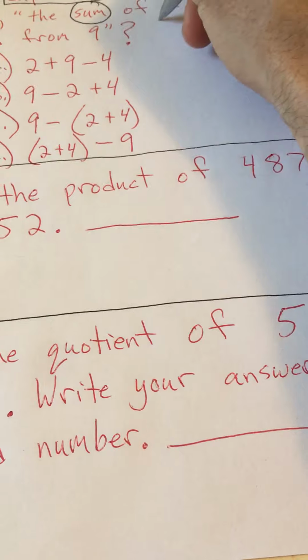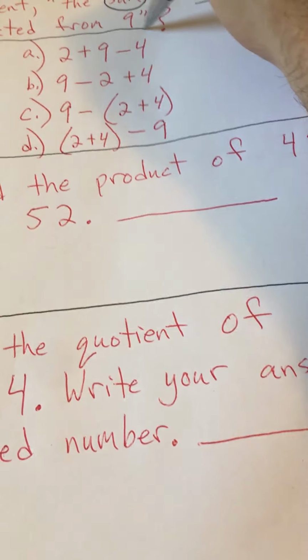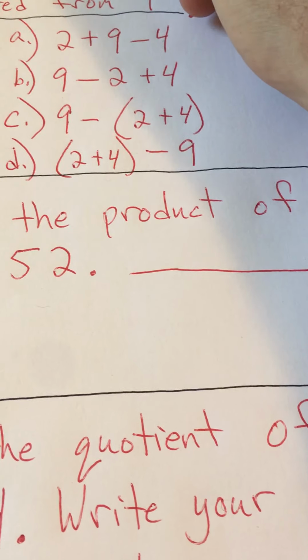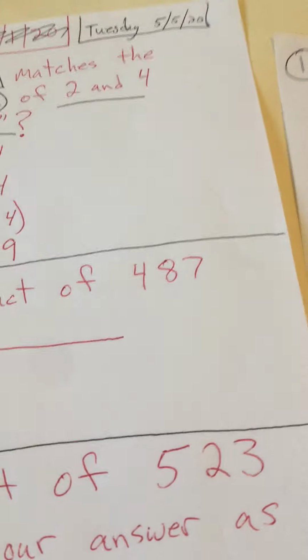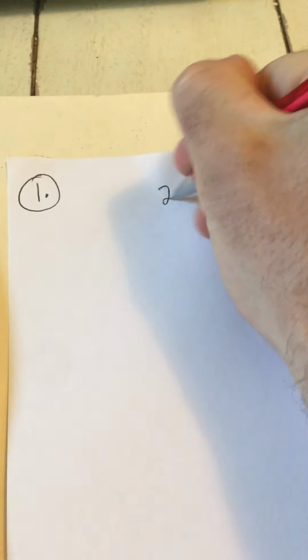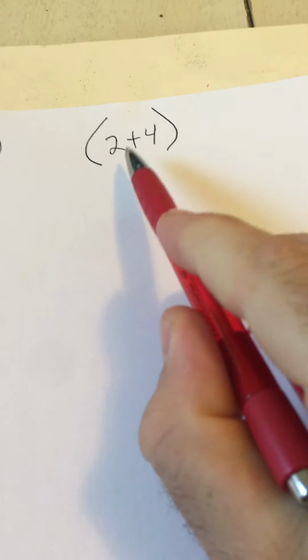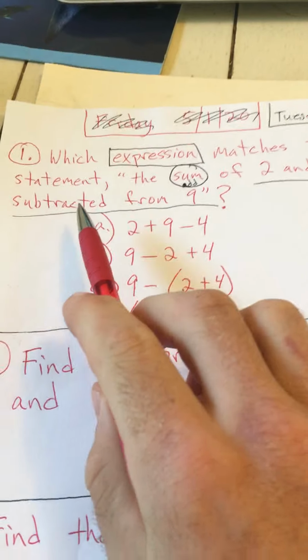So the sum of 2 and 4 subtracted from 9. So sum means to add. So we're going to do the sum of 2 and 4. That would be 2 plus 4. And we need to find the sum of them. So we're going to put that in parentheses because we're going to have to add those together first. And here's the tricky part.